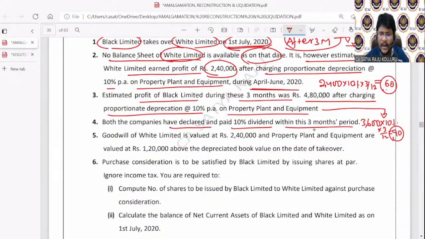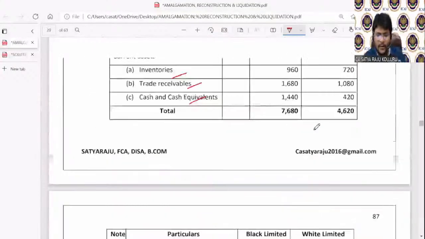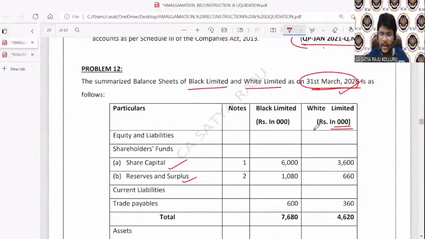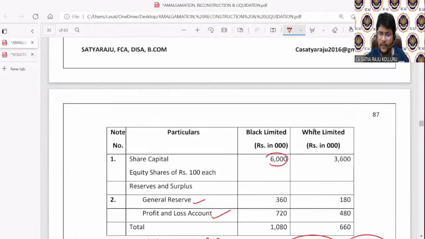Now, what is the amount of dividend? Can you please tell me, all of you here? Both the companies have declared the 10% dividend, right? Now, let us check the dividend amount here. Under share capital, equity shares are there for 6,000 here, 3,600 here. Into 10% means 600 here, 360 here. So this 600 is reduced from reserves and surplus.